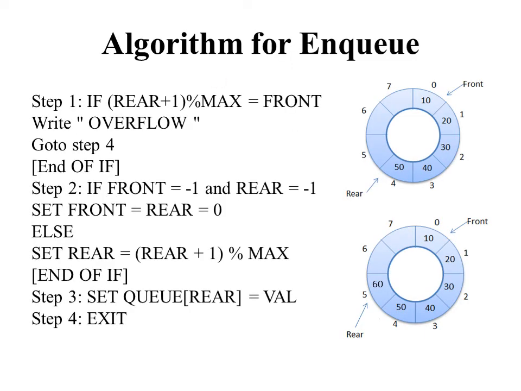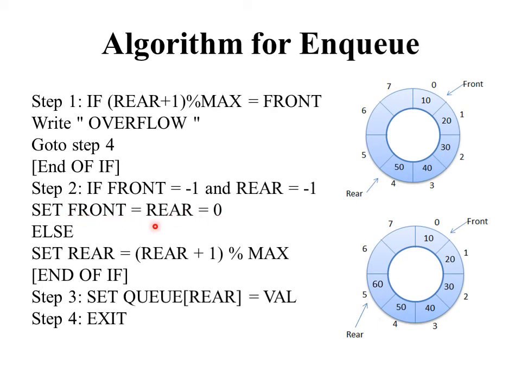Algorithm for NQ, which means inserting new data in the Q. So this is a circular queue. Step 1 is: if (rear + 1) mod max is equal to front. Here we check whether our Q is full or not. If Q is full, then we cannot insert a new element in Q. Now in step 2, if front is equal to -1 and rear is equal to -1, which means Q is empty, then we insert a new element in the 0th position.